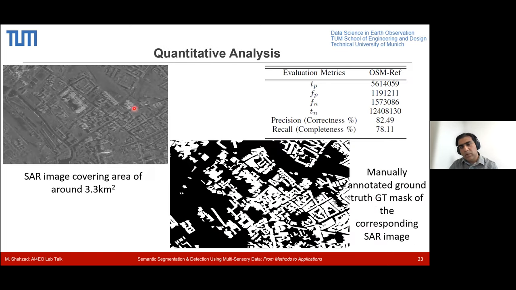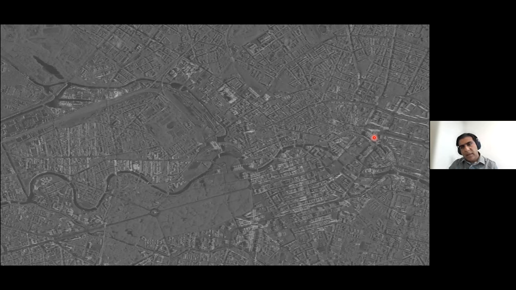So we thought we need to quantify this. What we did is we took some region and hand labeled and manually annotated the whole SAR image and did some evaluations. We found out that with the OSM data, we are able to produce quantitative numbers of around 80% accuracy.